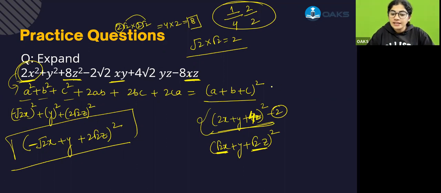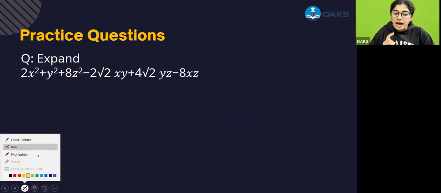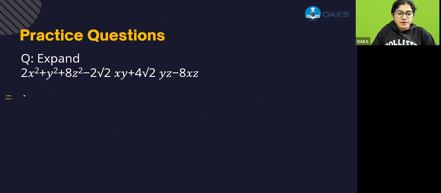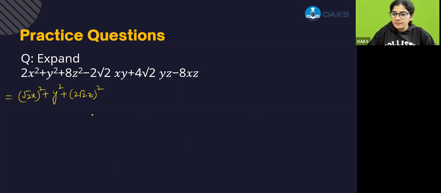You always need to write the identity wherever it is required, okay? You need to write how the approach is going. So for this question, I am just writing it again. Now you can write this in your notebook. How you write this question? See, I am writing root 2x whole square. Kindly write in your notebooks. Plus y square plus 2 root 2 z whole square minus 2 into root 2x into y plus 2 into y into 2 root 2 z.